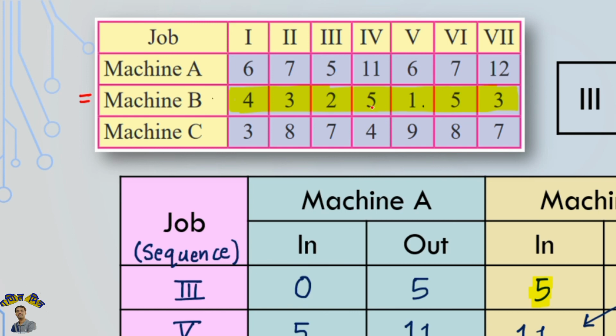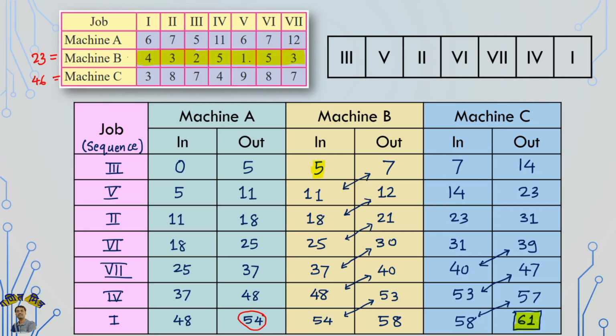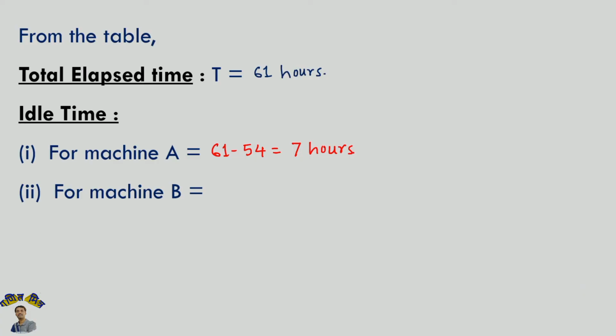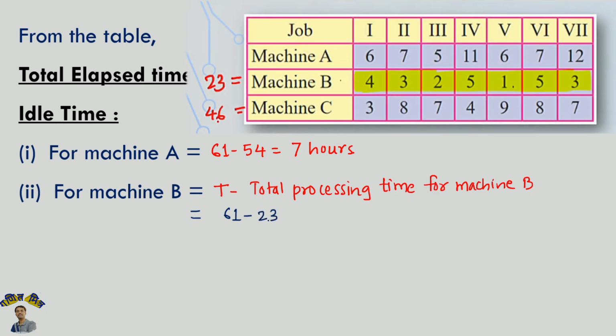7 plus 2, 9, plus 5, 14, 15, 20, 23. This sum is 23. Okay, I will also calculate this sum. It will be helpful for the next machine. Okay, so 8 plus 3, 11, 18, 22, 31, 39 and 46. Just keep in mind, sum for machine B is 23 and sum for machine C is 46. So let us use that value for machine B. It is T minus total processing time for machine B, which is equal to T is 61 minus total processing time 23, and the difference is 38 hours.